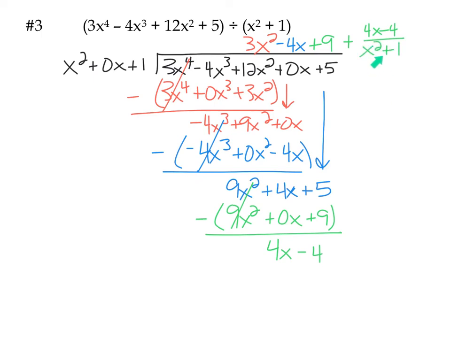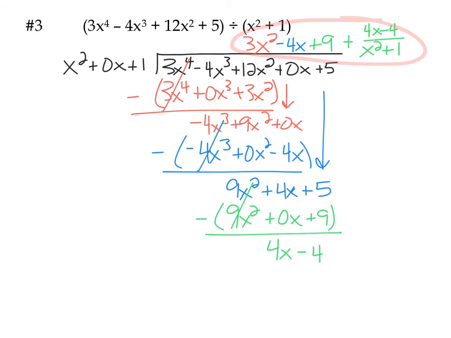You can write the 0x in here as well. You don't have to. You can just take what's here. You don't have to worry about the missing terms when you write it in your remainder. But if you do, it wouldn't be wrong. So if you want to include the 0x over here, it'll still work. Okay? And so that's my answer. Okay? My answer here is 3x squared minus 4x plus 9 plus the remainder 4x minus 4 over x squared plus 1. So you see some examples there.